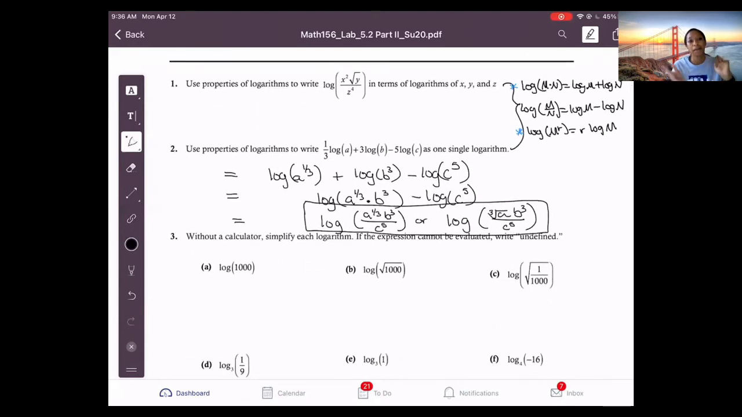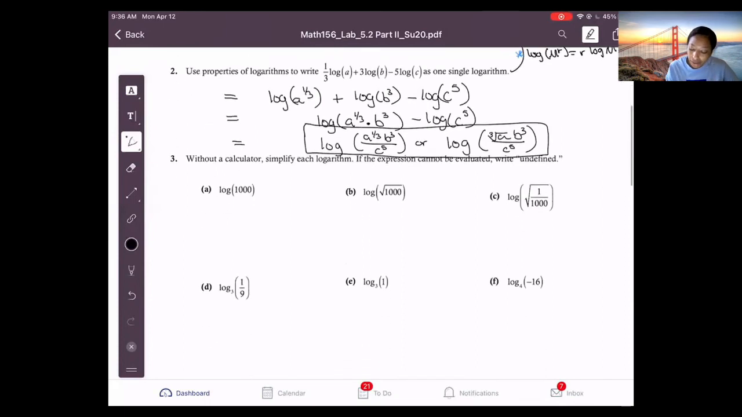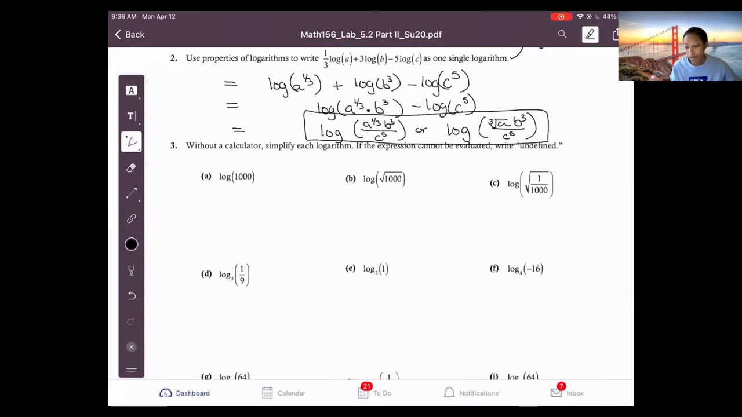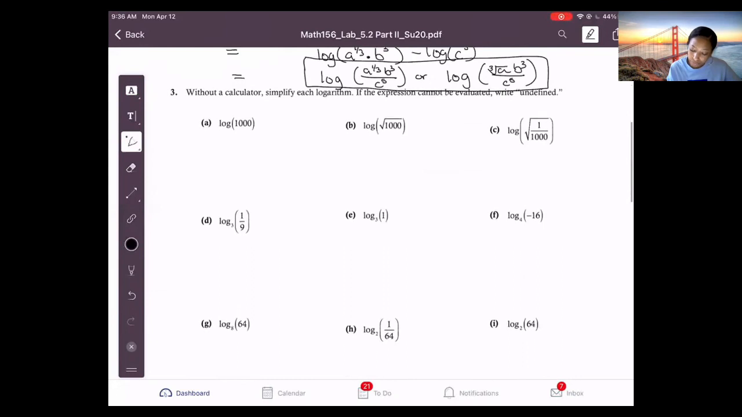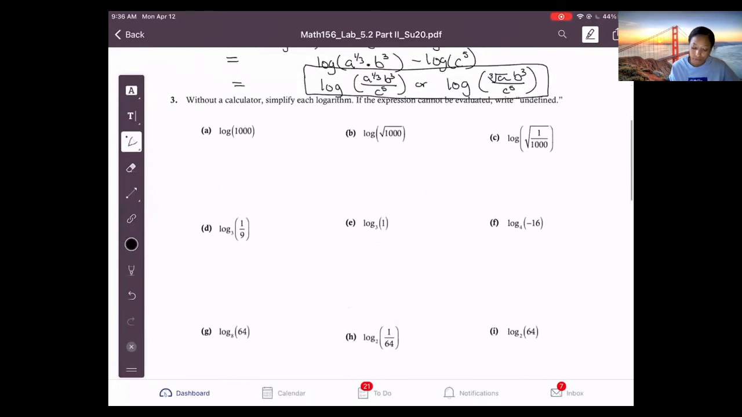All right, and then problem number 3. Look at all of this fun. I'm going to do a couple of them for you, but I'm going to leave most of them for you to do. So I'll do B, I'll do F, and I'll do D, because I think we already did that one. Okay, so B, D, and F.